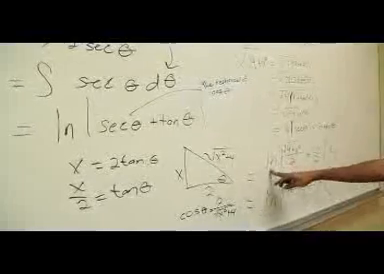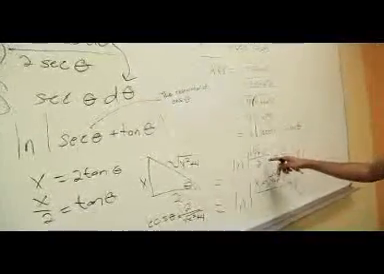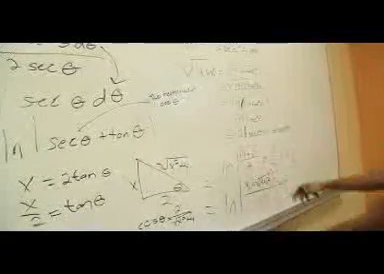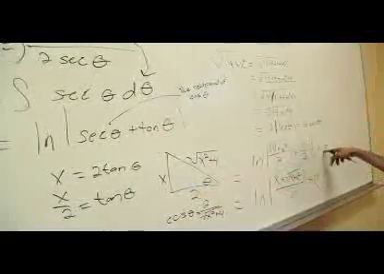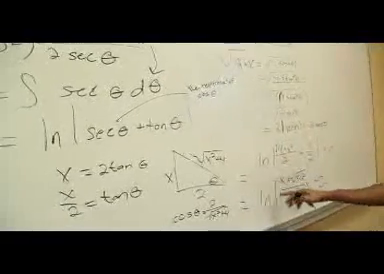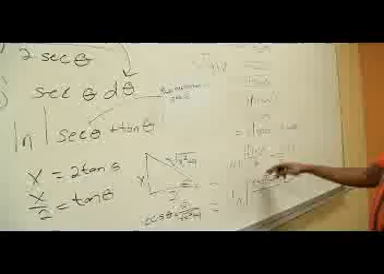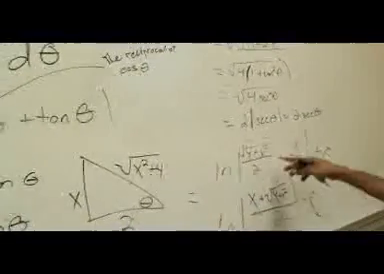So right here we have the natural log of secant of theta, which is the reciprocal of that, square root of 4 plus x squared over 2, plus tangent of theta. We already know that is x over 2, plus C. We always keep our C in case we lost it during our derivative.